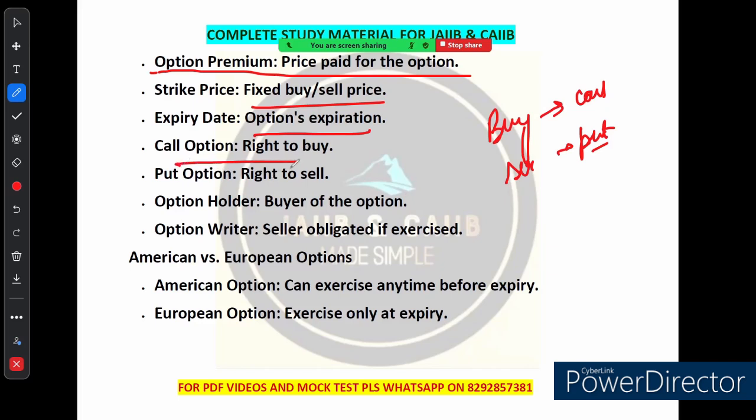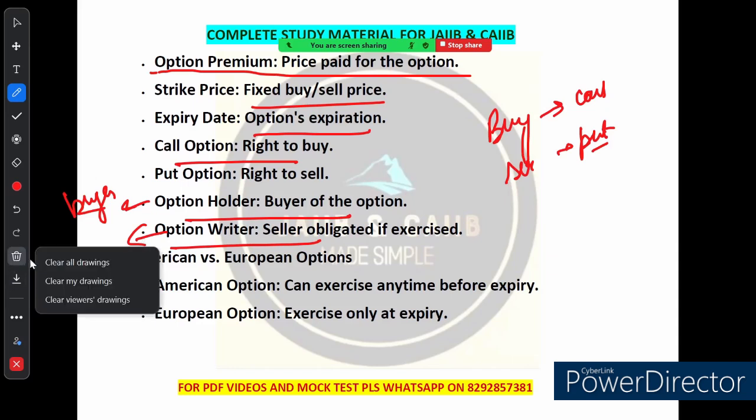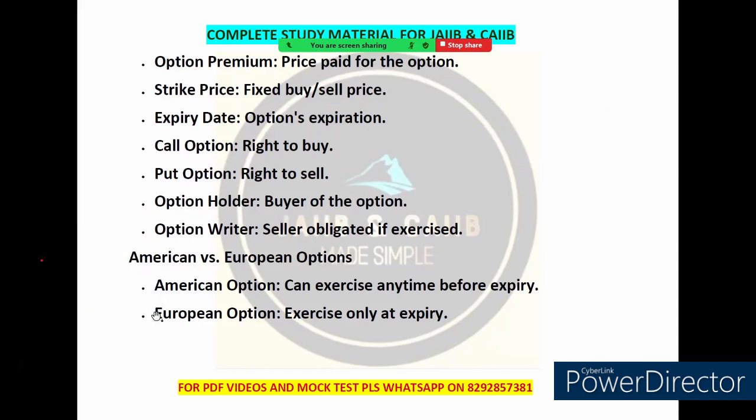The option holder is the buyer and the option writer is the seller who must deliver if the option is exercised. Who is the option holder? Who is the option writer? The option holder is the buyer who buys the option, and the option writer is the seller who must deliver if the option is exercised. Now let's come to the next slide and discuss American versus European options.